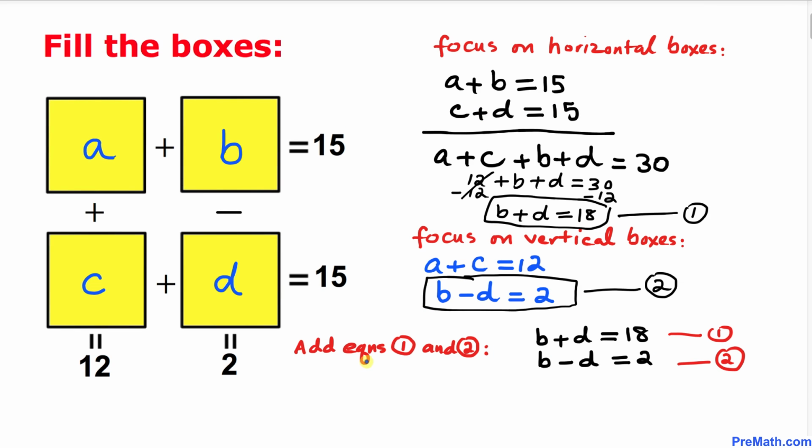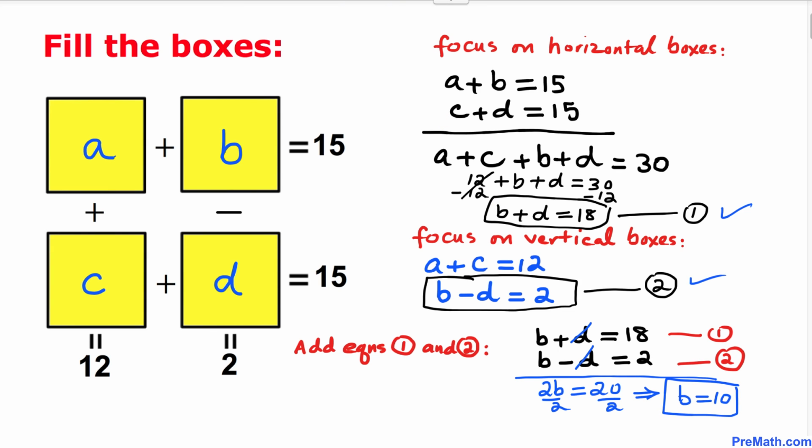And here's our next step. Let's add these two equations, number 1 and 2. I have copied them down over here. Let's add them up. So we can see when we add this negative D and positive D, they are gone. So we got 2B equals 18 plus 2 is 20. Let's divide both sides by 2. So that means our B value turns out to be 10. So that means this value is 10 now.